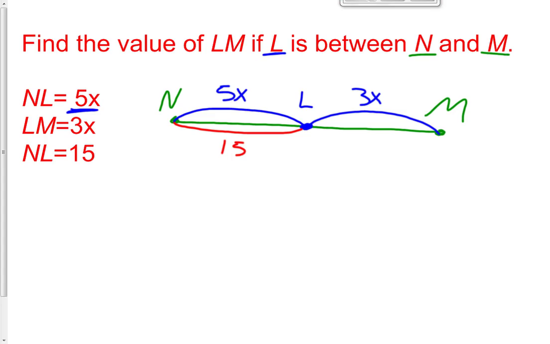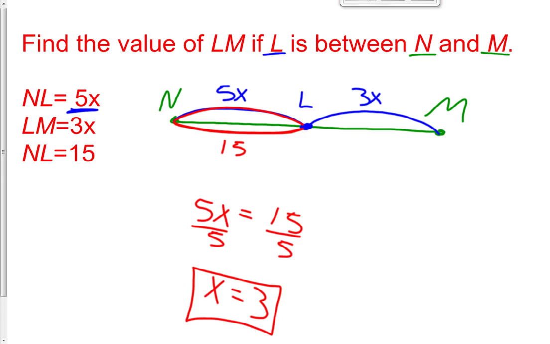So now it's not like one segment plus the other segment equals the full segment. If NL is 5x and NL is 15, NL, that distance, is equal to itself. So 5x equals 15. Those distances are the same because it's the same segment. So what does x have to be? That's simple enough. You divide both sides by 5 and x equals 3.